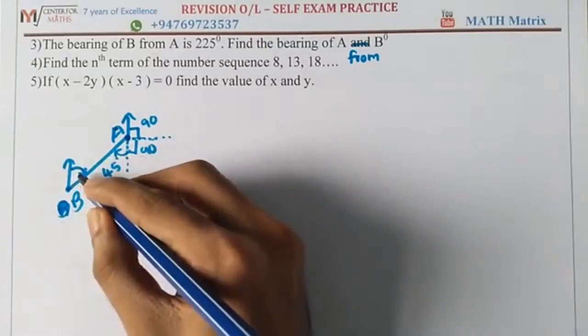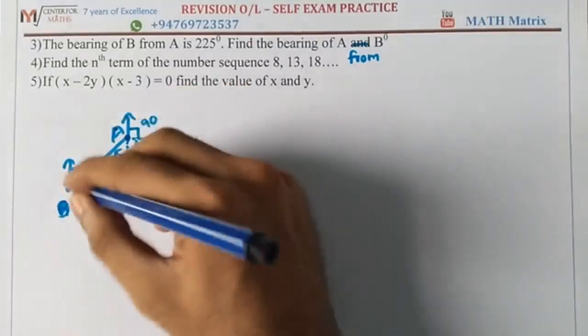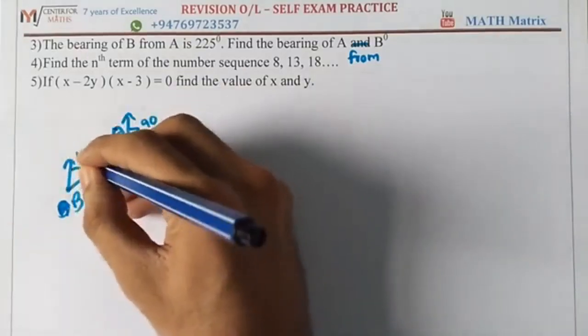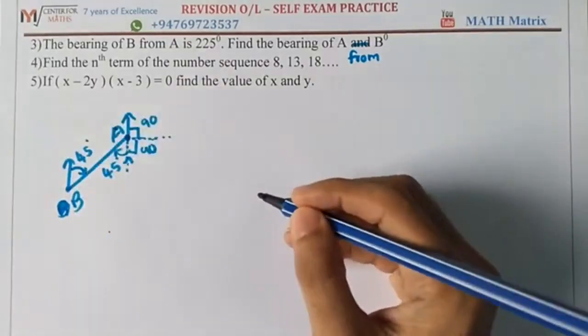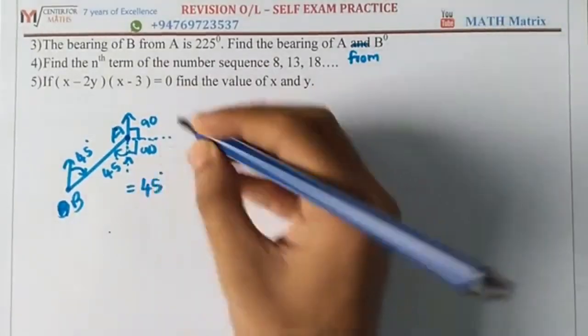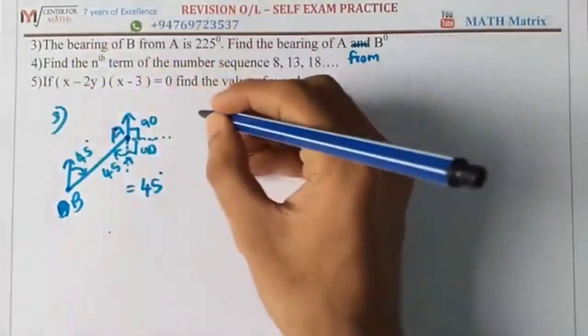So how to find the magnitude of this? Yes, we can go like this. Can you remember the name of this? Alternate angle. So it's 45. So in the clockwise direction, the angle is 45. So the bearing is just 45. That's the answer for the third one.